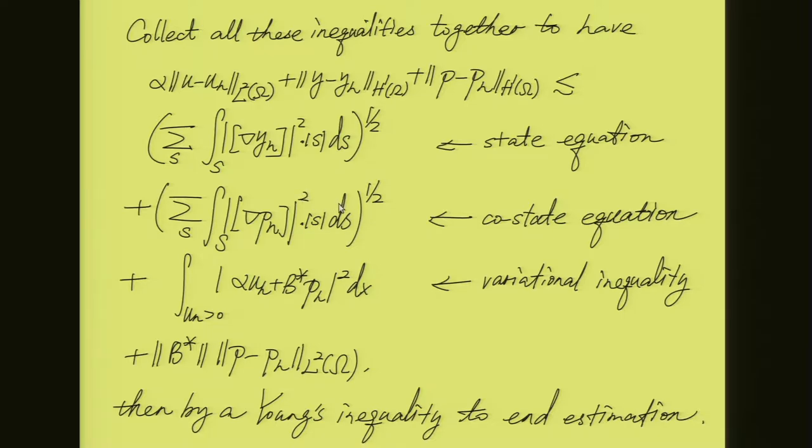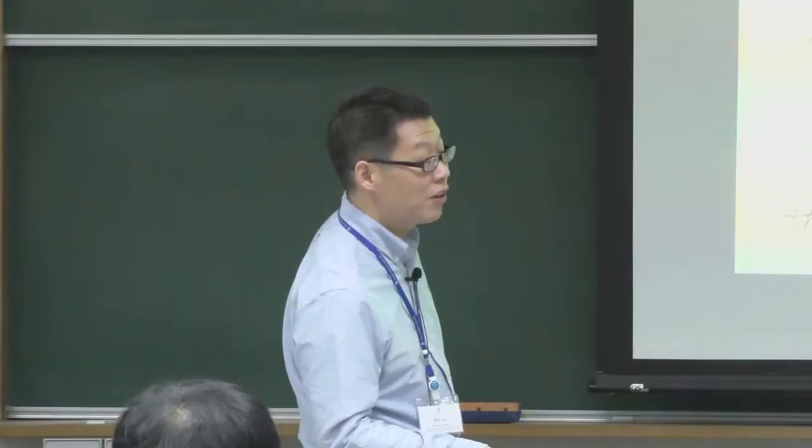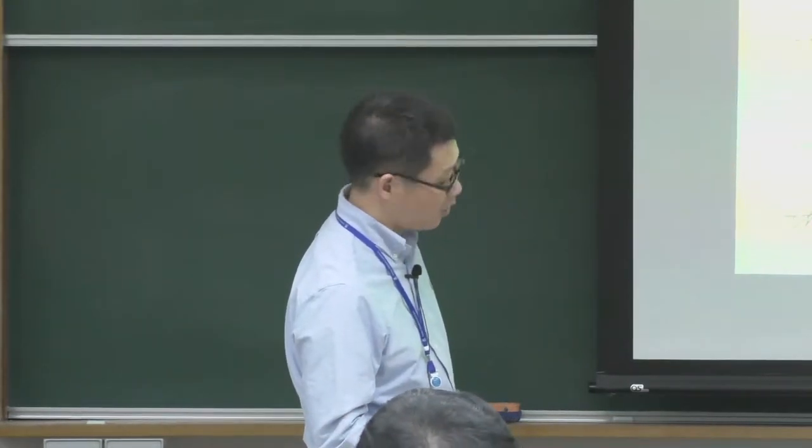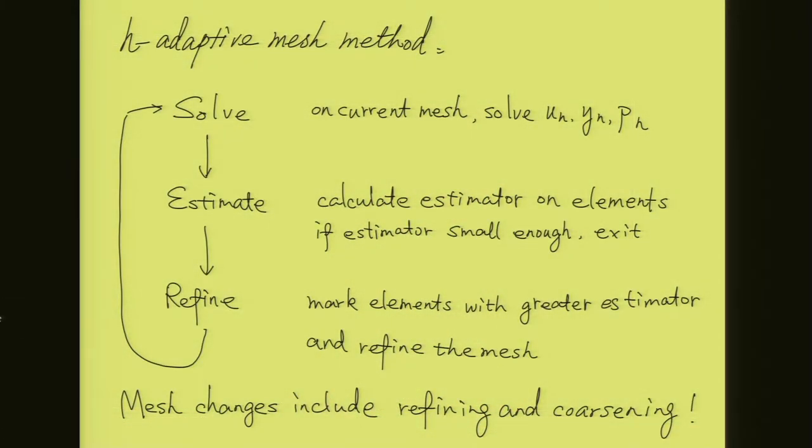And the most radical thing is that we can even use different meshes for the state and the co-state. Then we can use this term to adapt the mesh for the state variable, and this term to adapt the mesh for the co-state variable. So it's possible. Then we estimate and refine the mesh, and the coarsening of some of the mesh is also included in this step, and then there will be a loop.